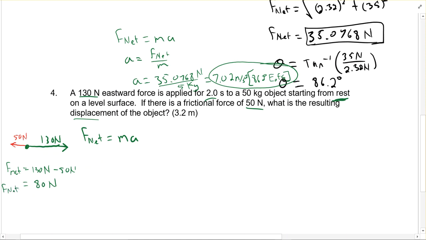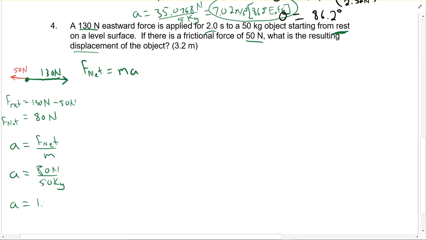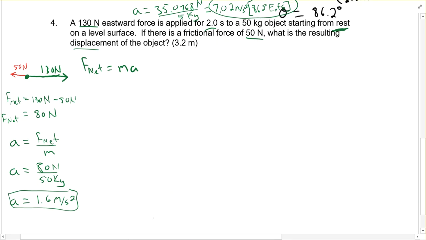We know the mass, so let's figure out acceleration right now. So our acceleration is going to be equal to F net over m. So a is equal to 80 newtons divided by 50 kilograms. So 1.6 meters per second squared. Okay, so part one's done. Now this is a straight kinematics problem. Maybe even put a line.